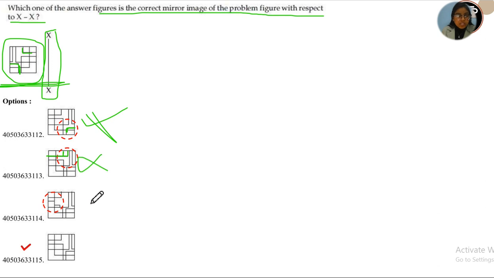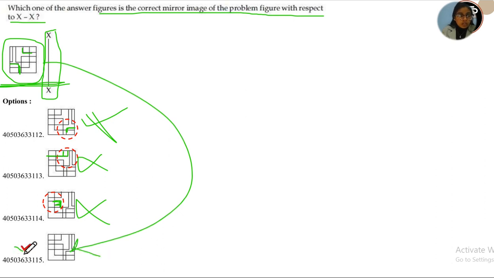Now look at option C. In C, this one would be somewhat like that, but here they have retracted this part and this line is a little bit lower. So that's why option C is wrong, and option D is the correct mirror image of the question figure. So D is your correct answer.